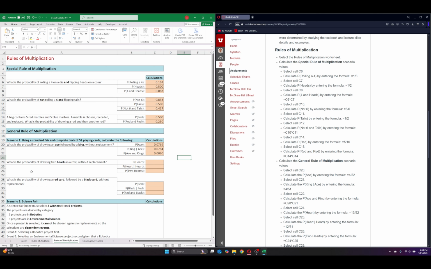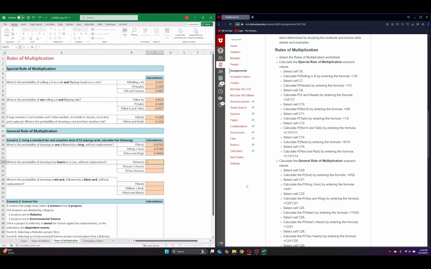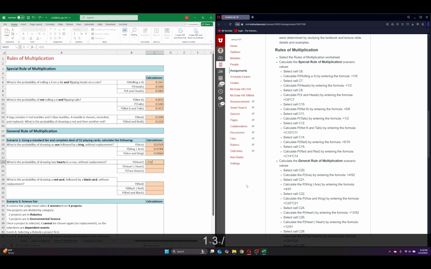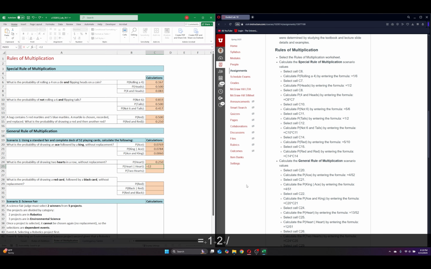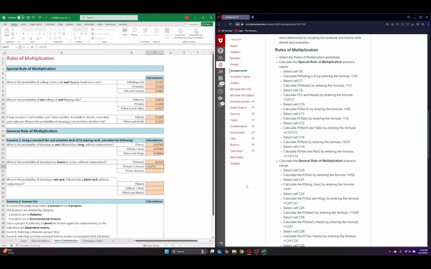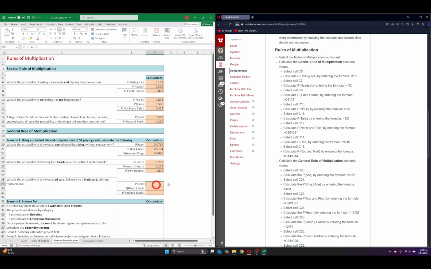Moving on, let's do what is the probability of drawing 2 hearts in a row without replacement. In the deck, there are 13 hearts, so it's 13 divided by 52. And then the probability of drawing a heart right afterward is equal to 12 divided by 51. And it's 51 because we are not replacing the initial card that we drew. Now the probability of both hearts being pulled is this times that. There we go, and there's our probability.